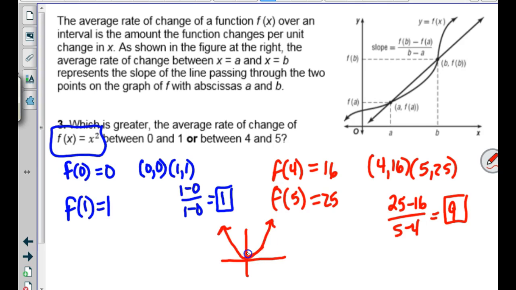Is it going up faster? It's almost flat down here, right? Compared to how fast it's going up here. Any questions?